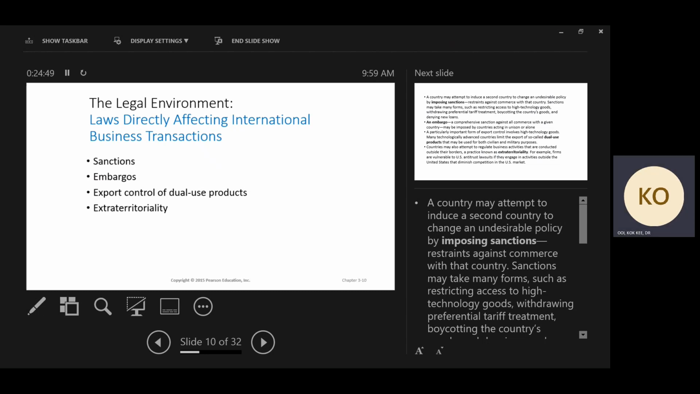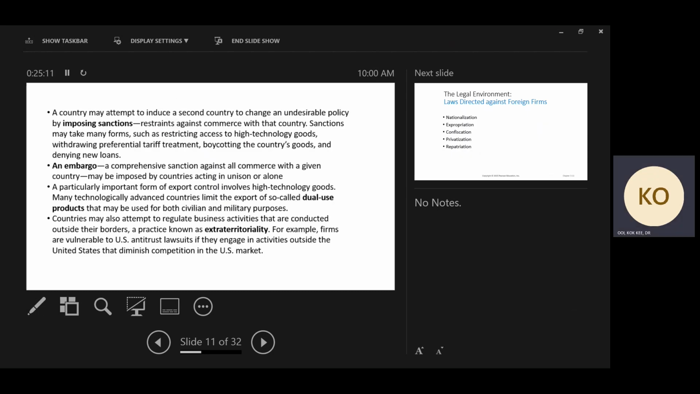Same thing, when you talk about international, certain countries are powerful. So they apply some law. Sanction, embargoes, export control, and extraterritorial. You all know the meaning? See, what is sanction?